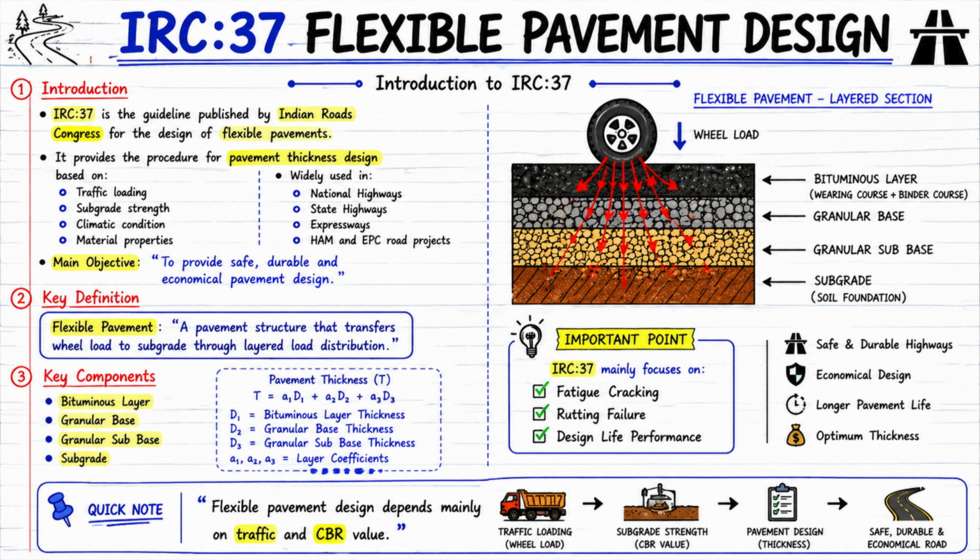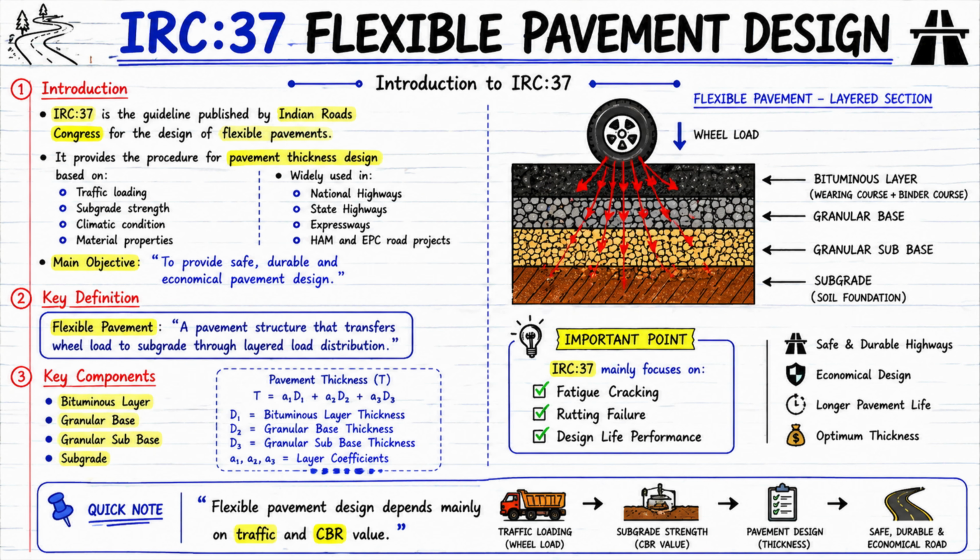Now see main objective below. To provide safe, durable and economical pavement design. Now three things are very important here. Safe highway, durable pavement, economical design. That means the pavement should be such that it does not fail quickly, requires less maintenance, and does not increase unnecessary extra costs. Now let us look at the second topic of the slide.